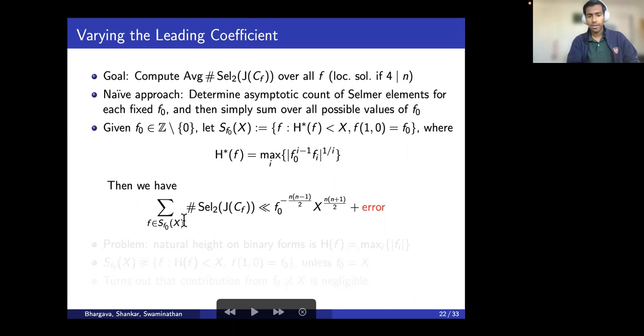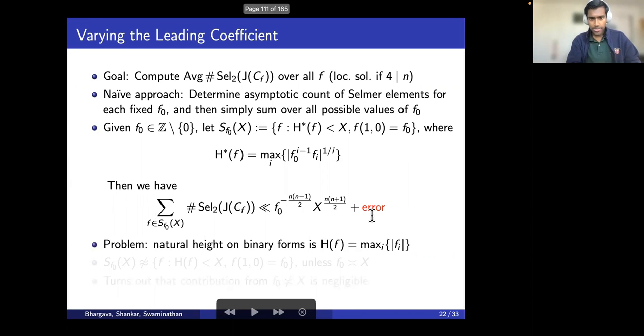And then the theorem that I mentioned two slides ago with Bhargava and Shankar about the average size of the two-Selmer group of the Jacobian can be restated as follows. It says that the sum over all forms F in S_{f_0}(X) of the size of the two-Selmer group of J of C_F is less than some factor depending on f_0 times X to the n times (n plus 1) over 2, plus some negligible error term.